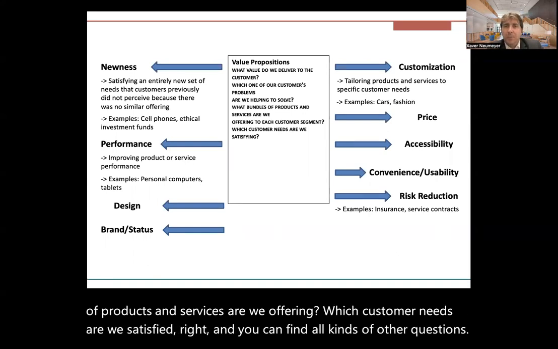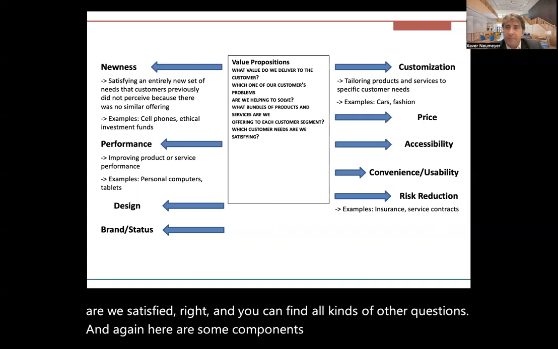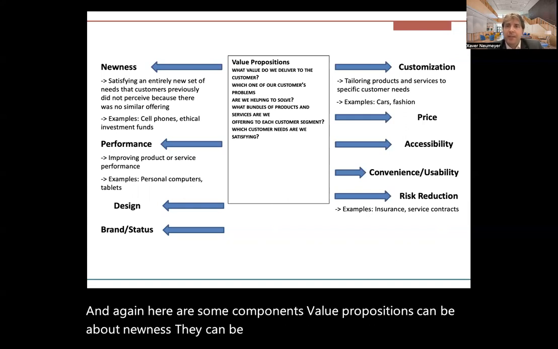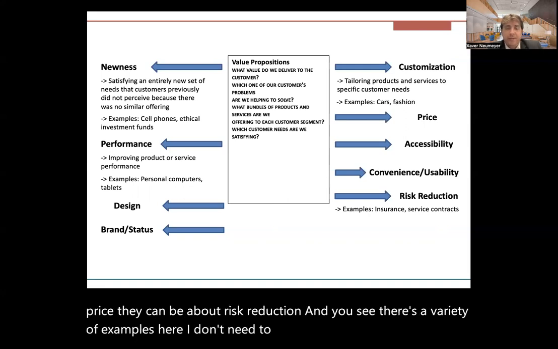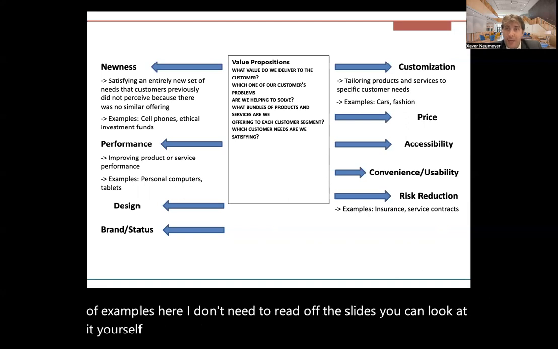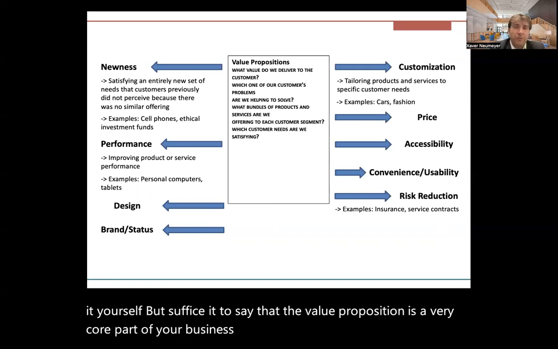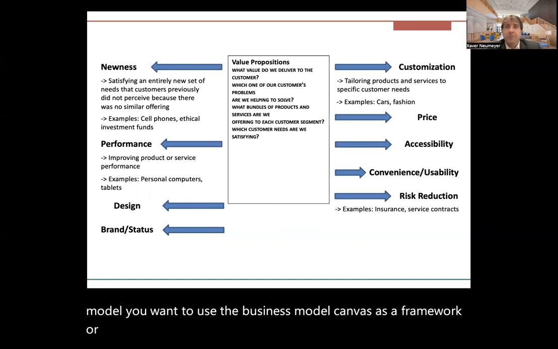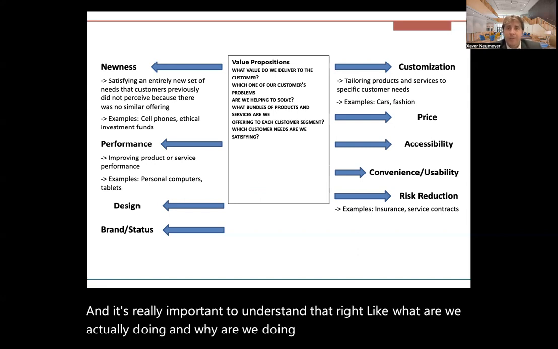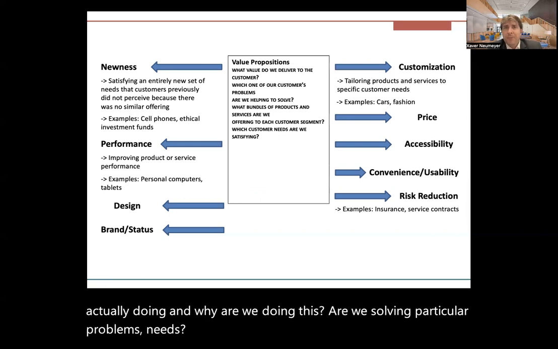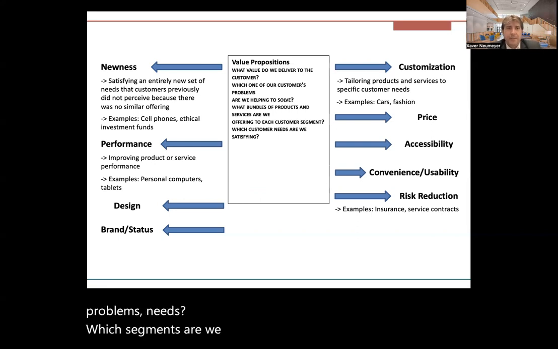And again, here are some components. Value propositions can be about newness, customization, price, or risk reduction. And you see there's a variety of examples here. I don't need to read off the slide, you can look at it yourself. But suffice it to say that the value proposition is a very core part of your business model. Whether you want to use the business model canvas as a framework or not, it's really important to understand that. What are we actually doing and why are we doing this? Are we solving particular problems, needs? Which segments are we targeting, et cetera, et cetera.